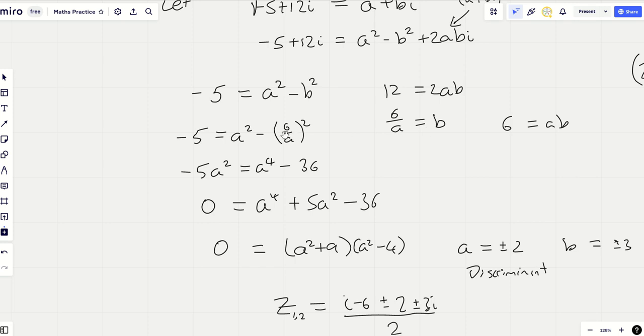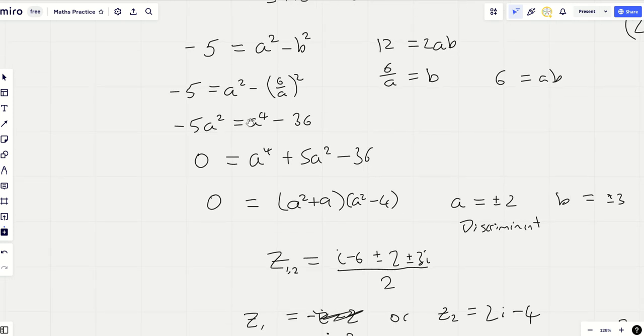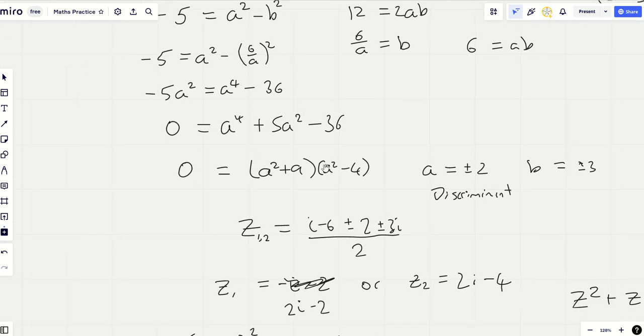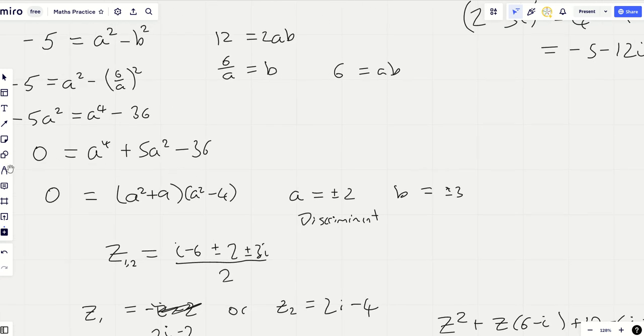You can plug that in. So minus 5 equals a squared minus (6 over a) all squared. You get a disguised quadratic, so you end up with a quartic, but it's really a quadratic, and you get the following values. Now we know a is real, so I'm going to ignore that. So I get a squared minus 4 is 0, so a is plus or minus 2. In which case, and this is where I blundered before, b is going to be plus or minus 3. Now all we've got to do is plug it back into the quad formula.